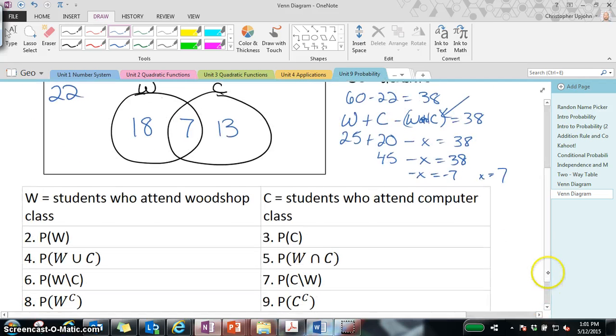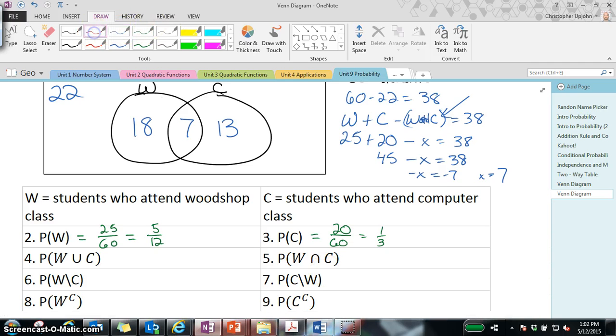Now we can do some probability based on those numbers. And I want my answers in simplified fractions, not decimals. So the probability that they're in woodshop is everything in that circle, so 18 and the 7, so 25 out of 60, the total number of students, which we can reduce down to 5 over 12. If we do the same thing for C, the probability that they're in computer class, there's 20 in the C circle, 7 and 13, over 60, which is 1/3.